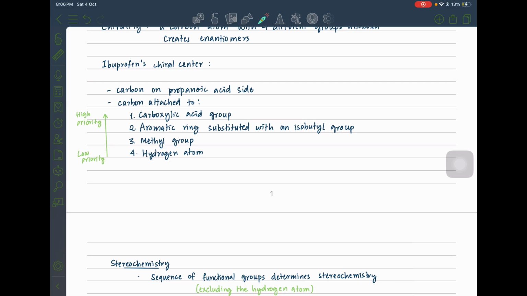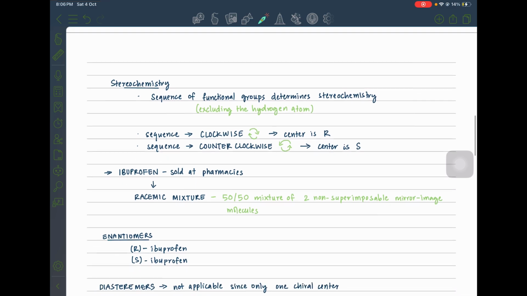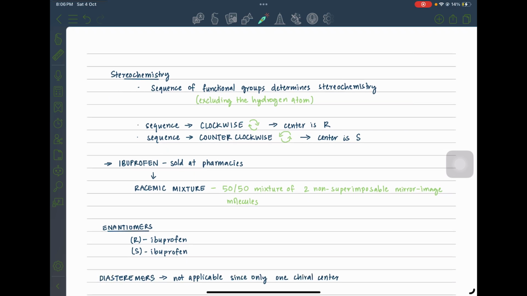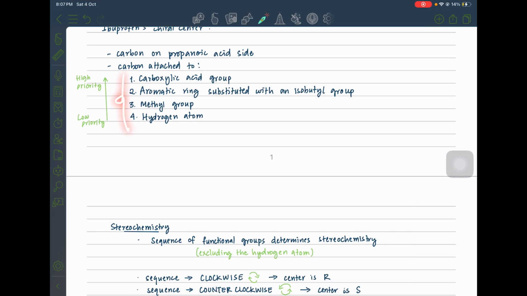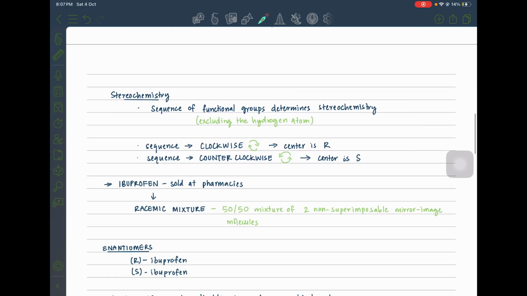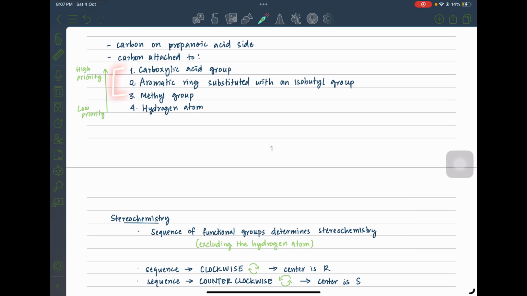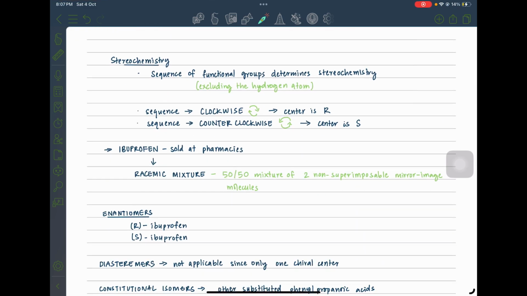And now if we talk about priorities, the priority list goes from carboxylic acid getting the highest priority, then the aromatic ring, and then the methyl group, and lastly the hydrogen atom. Now the stereochemistry of ibuprofen is determined by the sequence of the functional groups present in the structure other than hydrogen, of course, so the first 3. And the sequence of that determines the stereochemistry of ibuprofen. If the sequence is clockwise, then the center is R, and if the sequence is counterclockwise, the center is considered to be S.